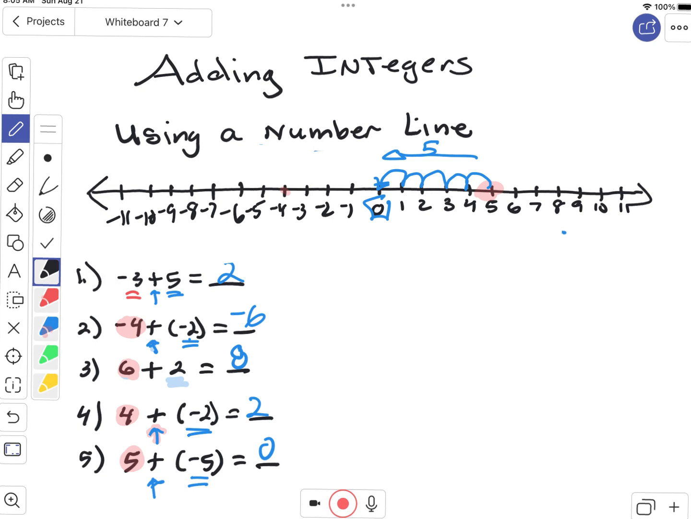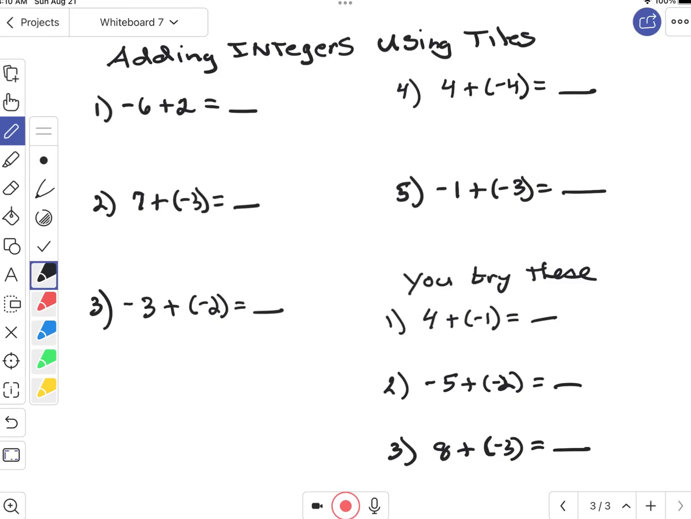Now let's go to adding integers using tiles. When you add integers using tiles, it's a little bit different. It's a different way of doing it. In this particular problem, we're going to look at if you have a positive charge with a negative charge. A positive and a negative charge makes a 0 charge. It kind of cancels out the charges.